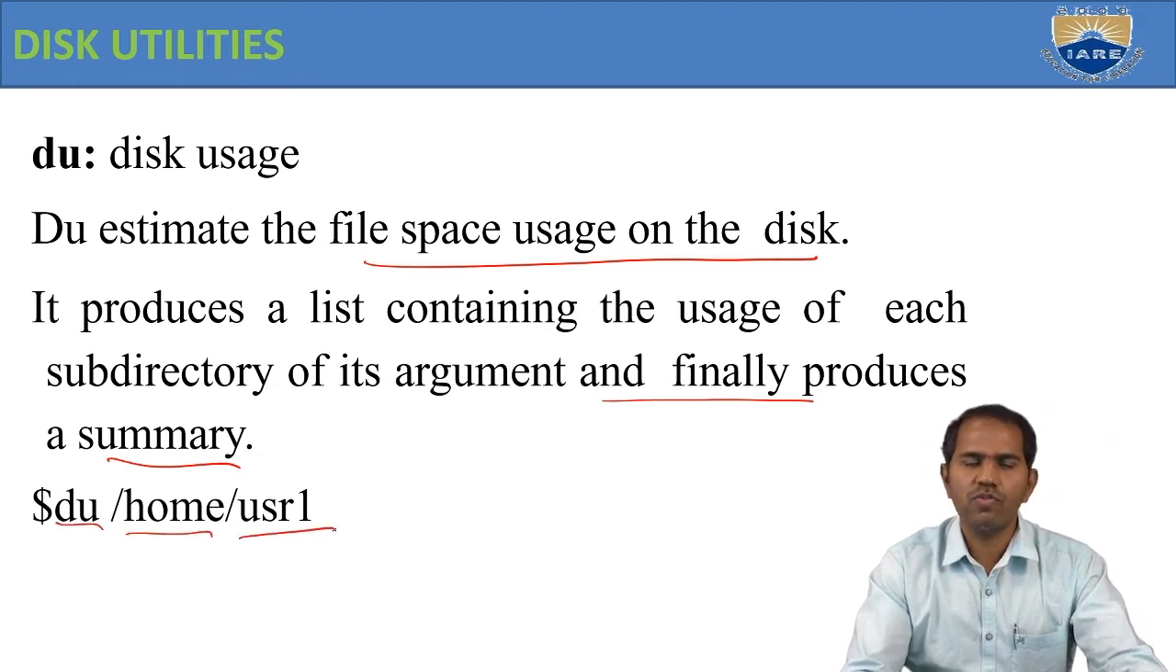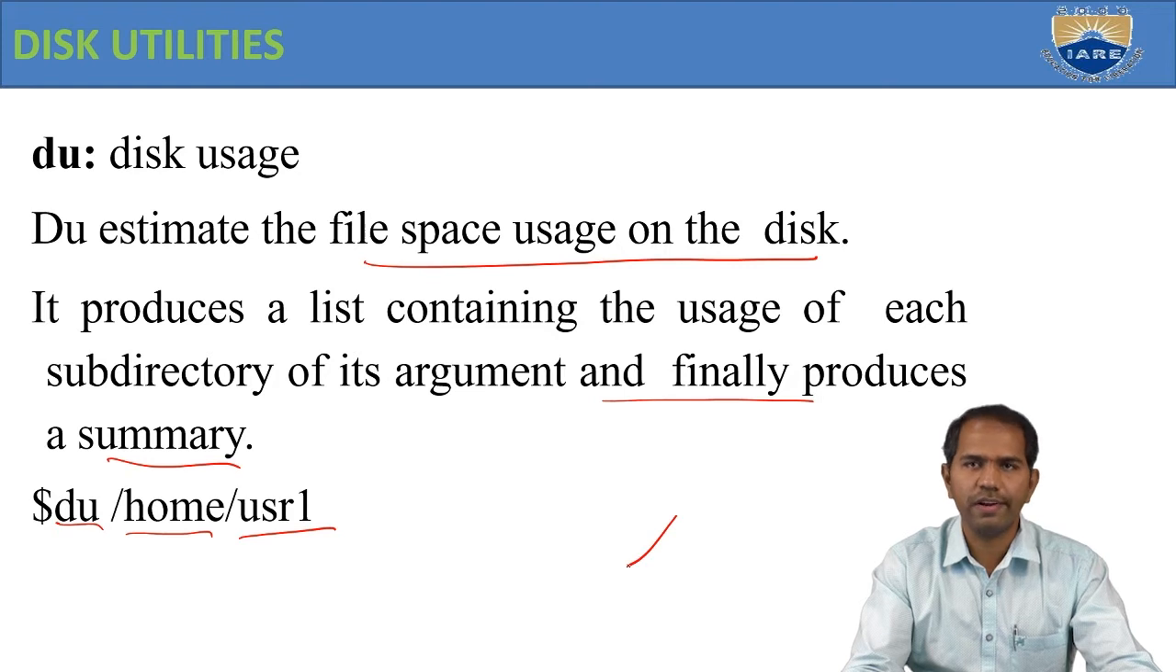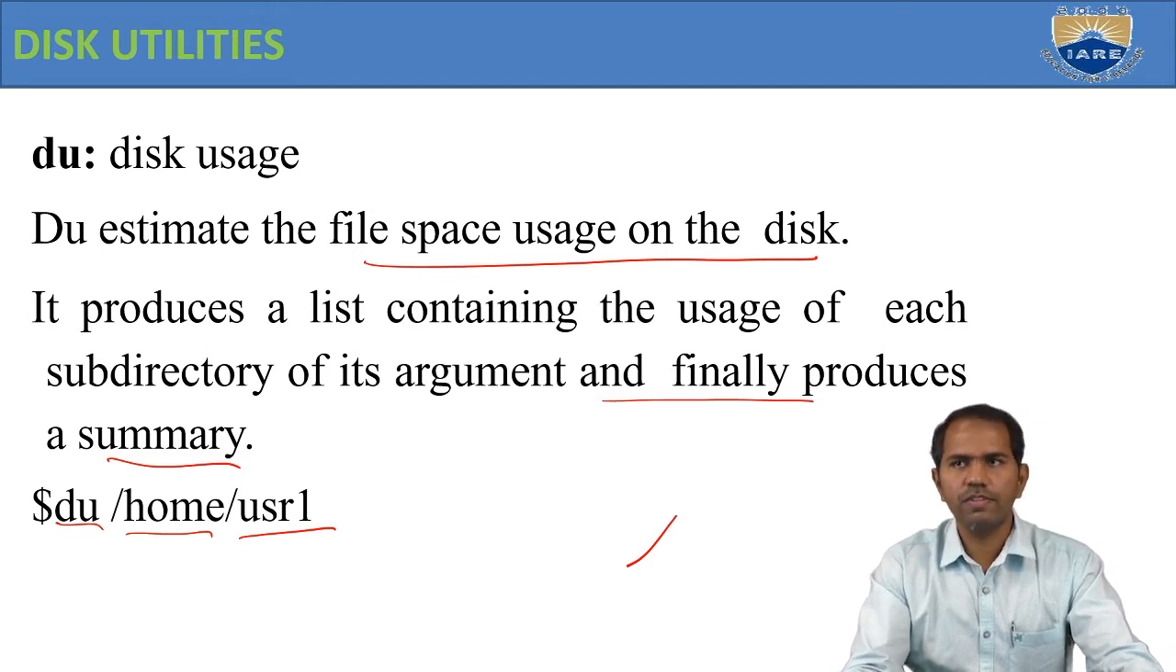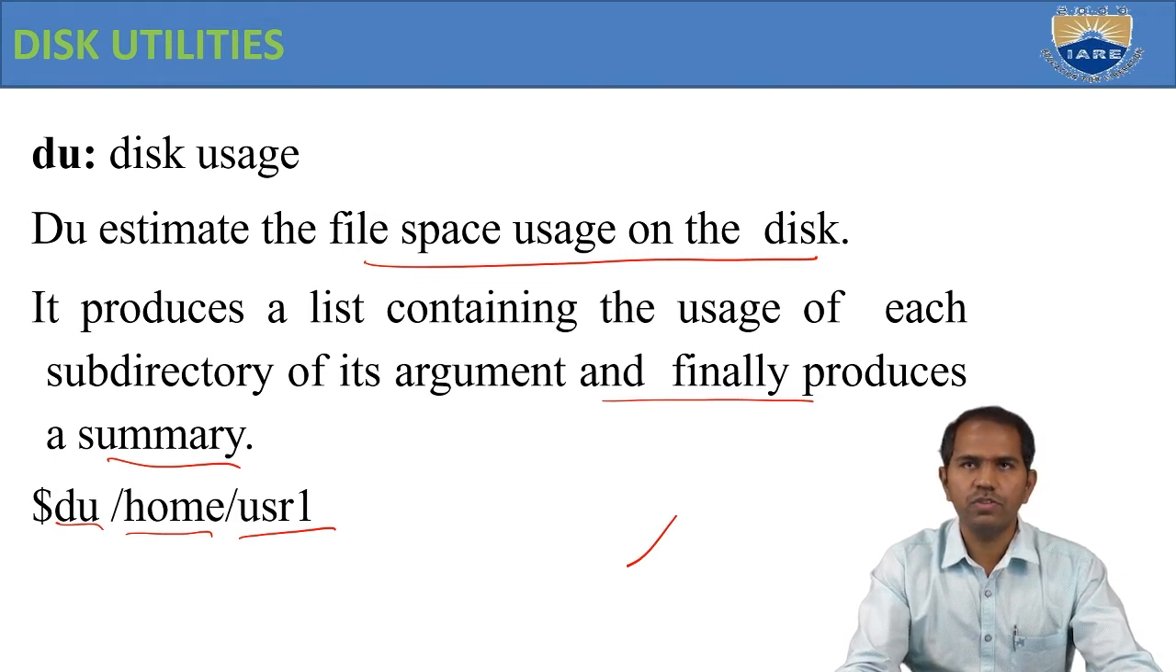In our Linux environment, everything should be specified with a forward slash, which indicates directories. So du is disk usage, /home/user1. Under home, user1 is a subdirectory. It displays how much space is being used on our disk. That is the first one, disk usage.